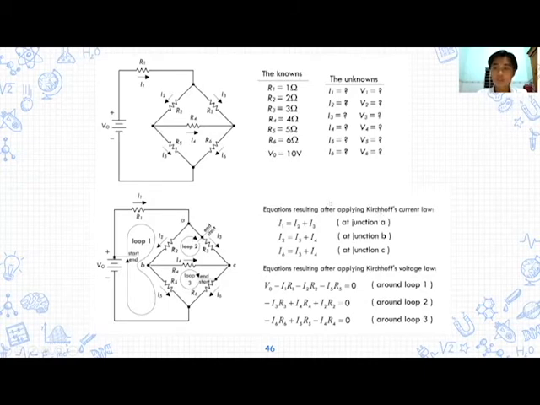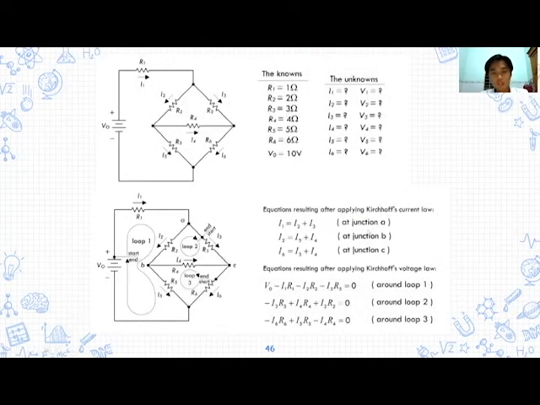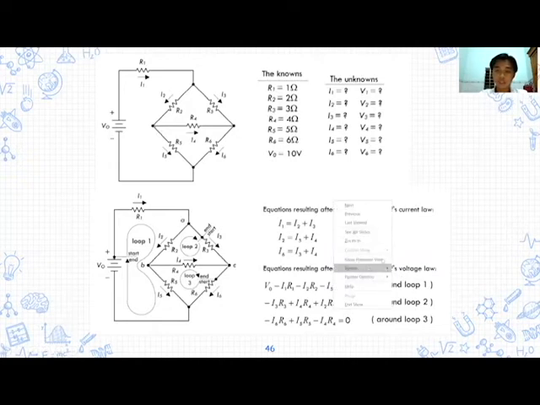So we have to write 6 equations for 6 unknowns. At junction A, the current entering junction A is only I1, and there are 2 currents that leave the junction, which are I2 and I3. And the same happens with junctions B and C, but Kirchhoff's voltage law is different.